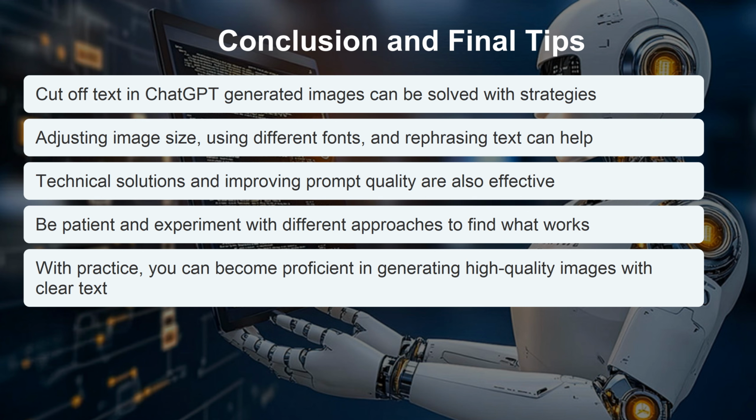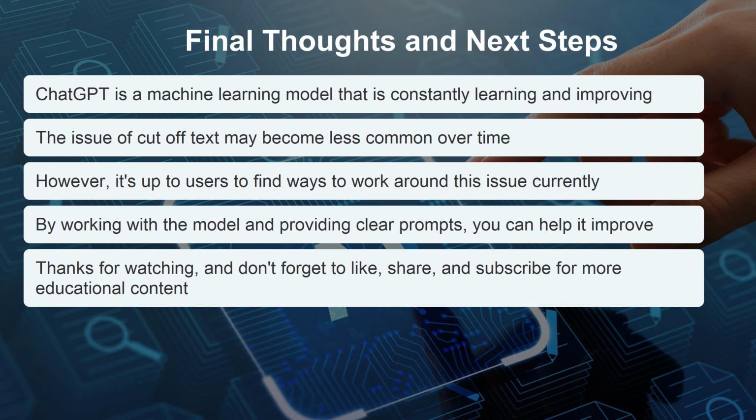And with practice and patience, you can become proficient in using ChatGPT to generate high-quality images with text that is clear and easy to read. In conclusion, cut-off text in ChatGPT-generated images can be a frustrating issue. However, by adjusting the image size and resolution, using different fonts and text styles, rephrasing the text, and using technical solutions, you can solve this problem.